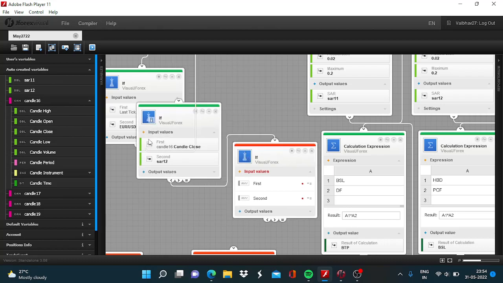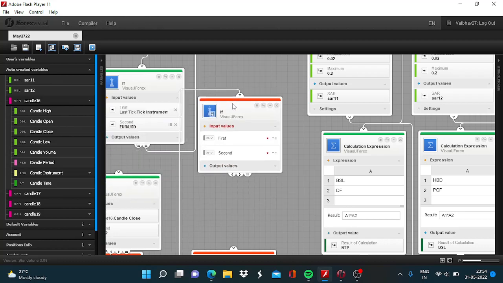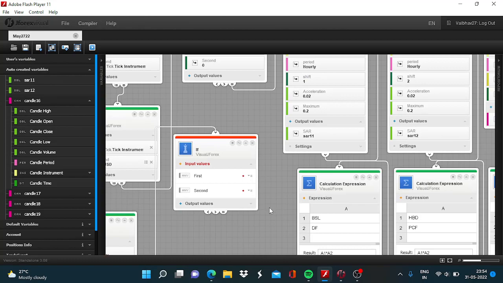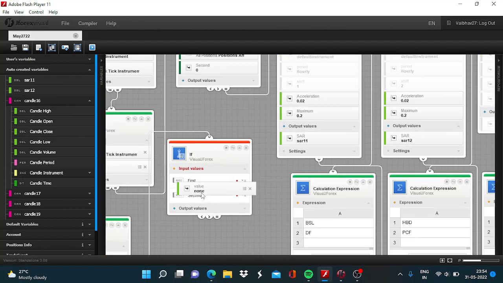The candle 16 candle open needs to be less than the last hour's candle, SAR output. So here SAR 11 and candle 16 candle open will need to be compared. Again, first input less than second input.